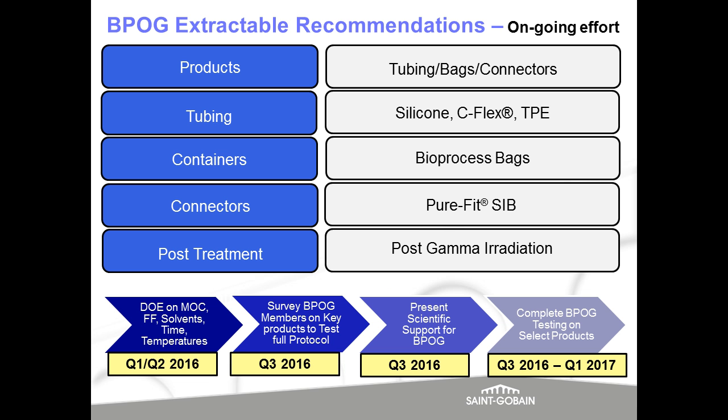But our timeline for this is, the first half of 2016, we're doing a DOE focused on materials of construction, product form factors, solvents, times, and temperatures. We'll then follow that up with a survey to the BPOG members on key products that they want us to test to the full protocol. We'll present our scientific support for the BPOG proposal, and then we'll complete the BPOG testing towards the tail end of 2016, the beginning of 2017.